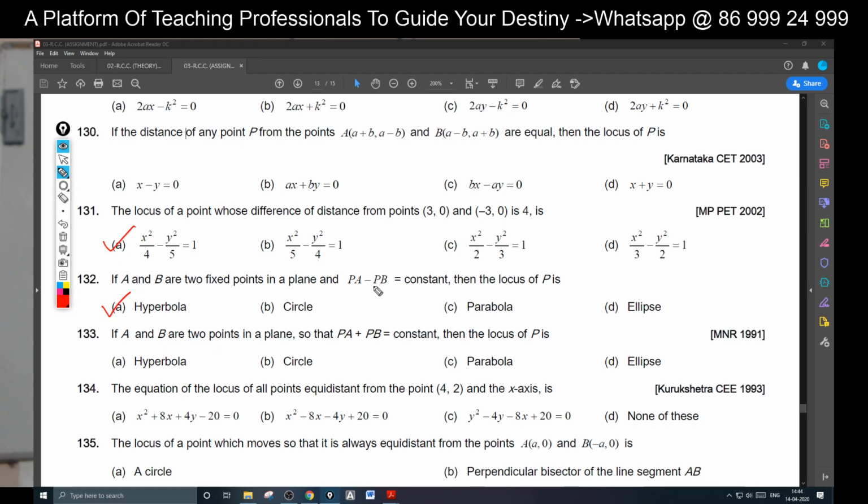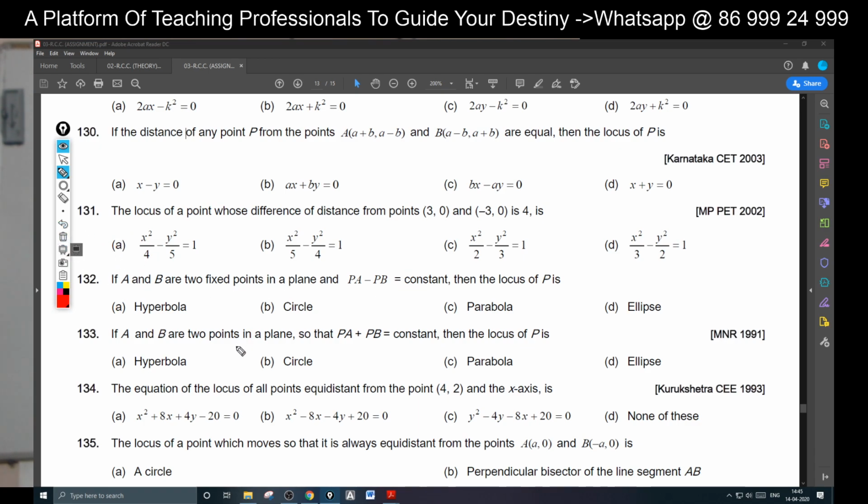If the difference is a constant, of course, he must mention clearly the limitations of this constant. This constant must always be less than AB. Then only this becomes a hyperbola. He did not mention it. He has to mention that it is less than AB. Then only it becomes a hyperbola. But he has not given. But you have to remember. To be thorough in the concepts, you have to remember less than AB, and it becomes a hyperbola.